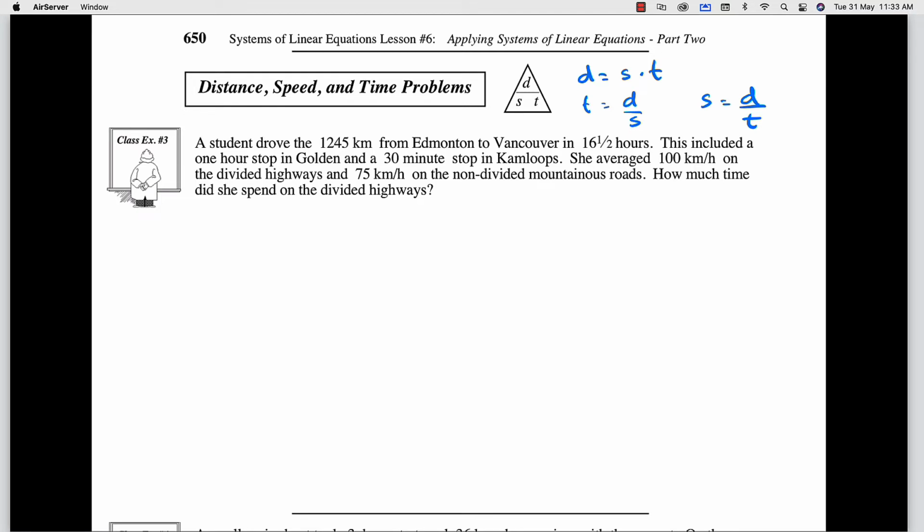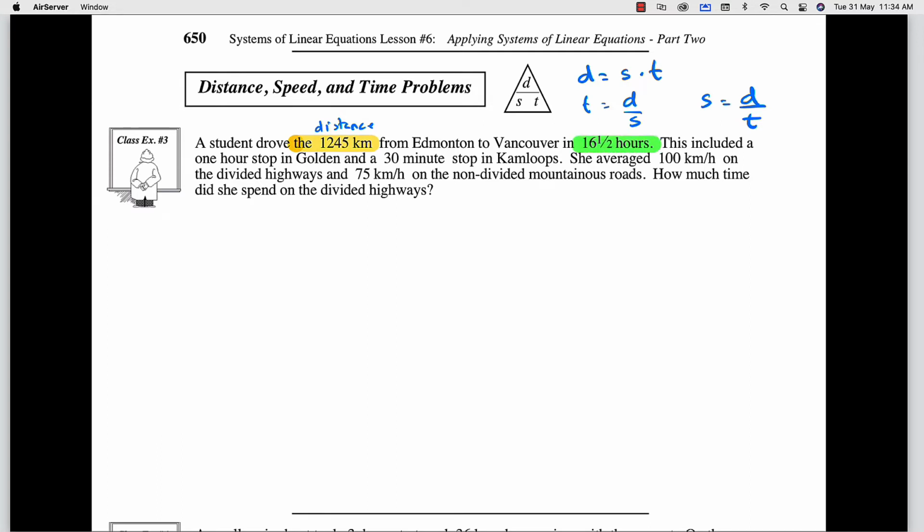So let's take a look at what we have in our problem. A student drove 1,245 kilometers. So what is that? That is a distance. Okay. And it took 16 and a half hours right here.